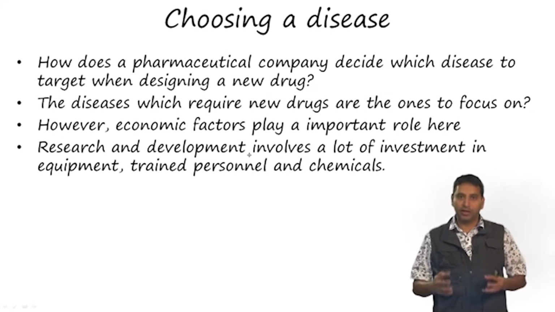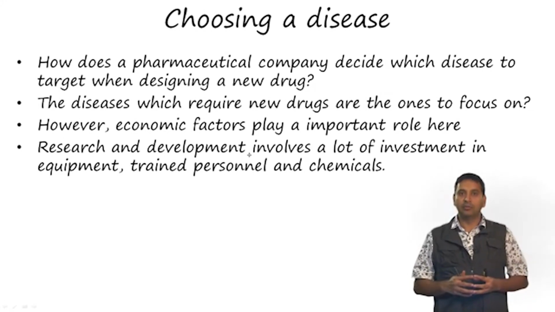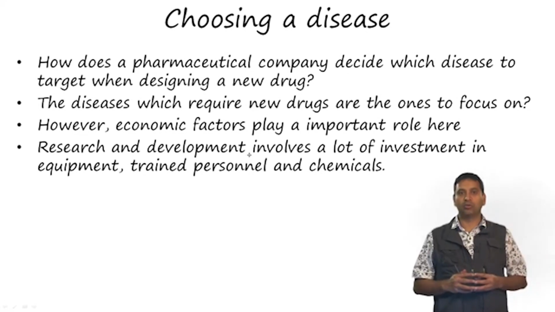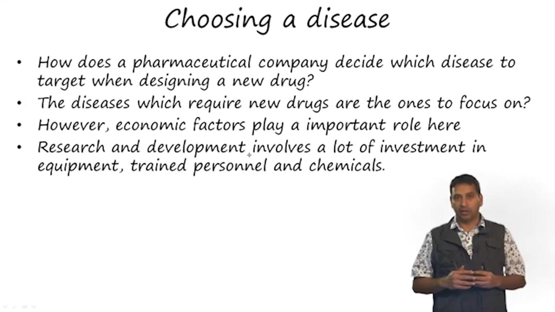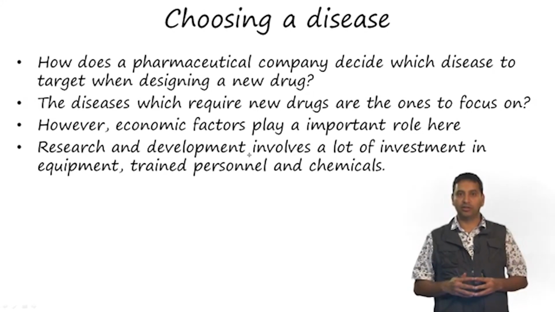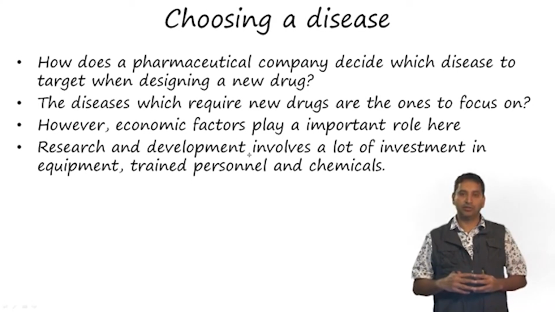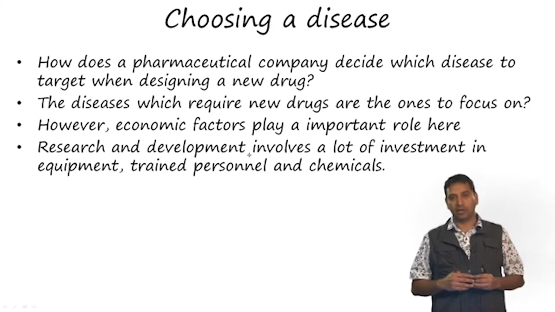So, this is a fairly complicated question to answer, because what the pharmaceutical company needs to do is to figure out what are the diseases which require new drugs, and since there are a large number of diseases that affect humans, one needs to make somewhat of a subjective decision as to why a particular disease needs to be chosen. The second major aspect of how this choice is made is through economic factors.